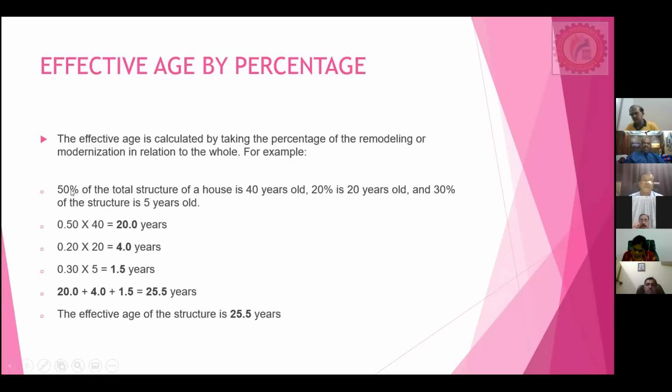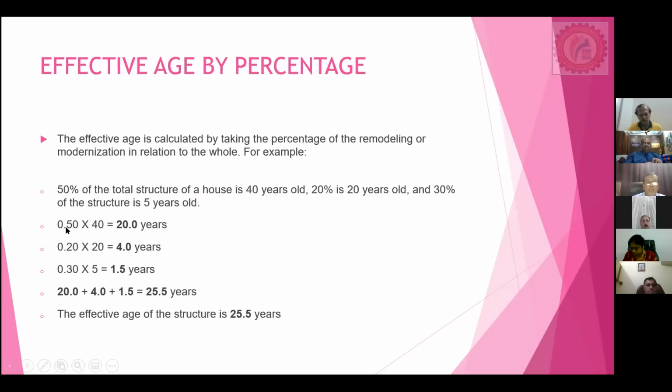Based on your experience, you just decide how much is old. See here, 50% of the structure is 40 years old. Next, 20% of the structure is 20 years old. And 30% of the structure is 5 years old. So this we call the percentage method of calculating the effective age. Now I have given a small, beautiful example. Even though the arithmetical calculation is very simple, I think you can understand it very easily.